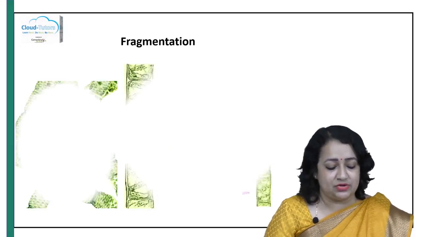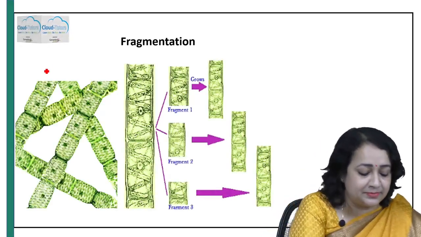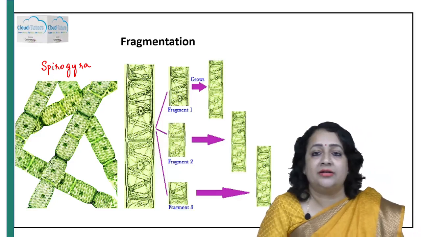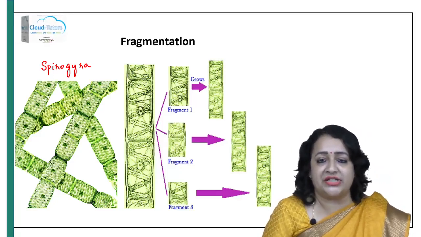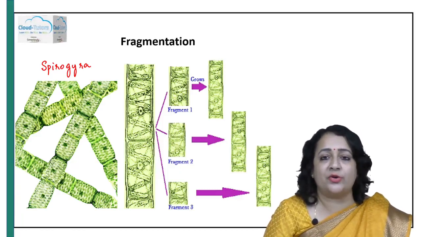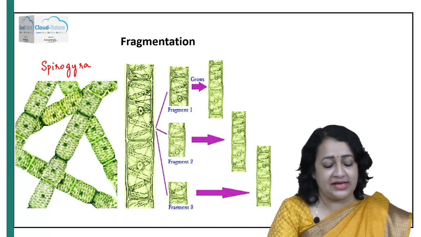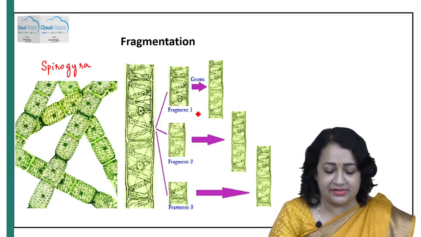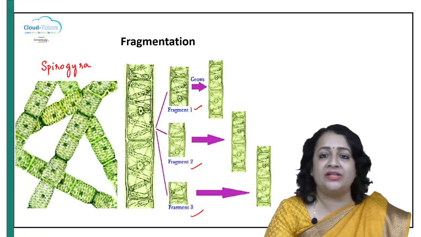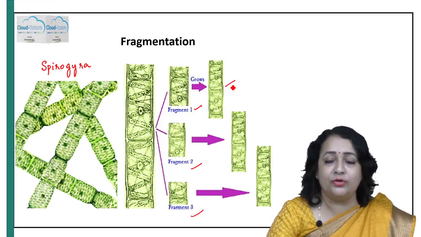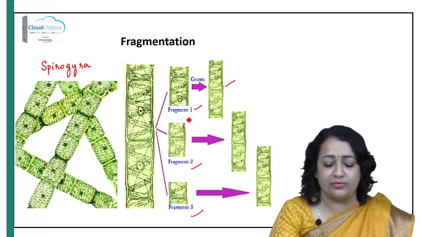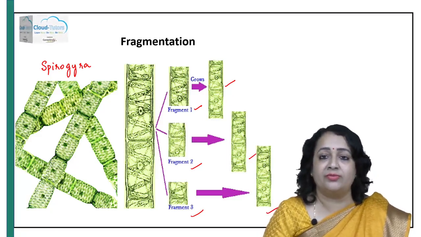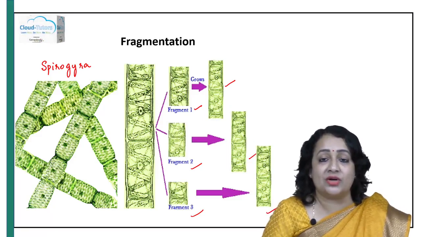Coming to fragmentation. Fragmentation happens in Spirogyra. In Spirogyra, the propagation or reproduction is by fragmentation. If you see the structure of Spirogyra, you can see that it is filamentous. What will happen to this filamentous structure is that it breaks down into fragments. You can see fragment 1, fragment 2, fragment 3. Now these fragments will grow to form new cells, or new Spirogyra will be formed when these fragments start growing. So these are the new organisms formed from the fragments, and the process is called fragmentation.